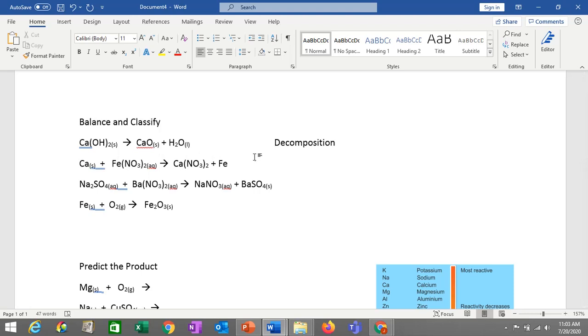What kind of reaction is this? Well, I have one element and a compound. So you should immediately know, if you see just an element and a compound, that this is going to be a single displacement.